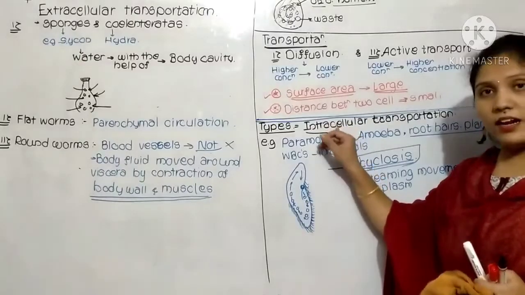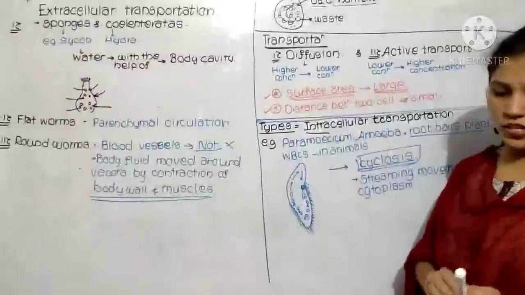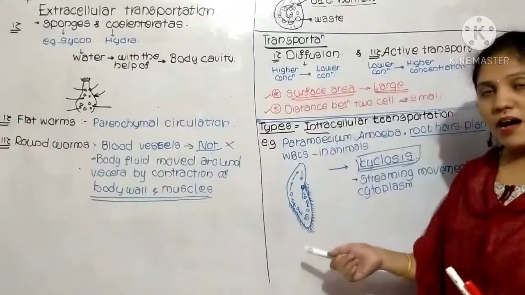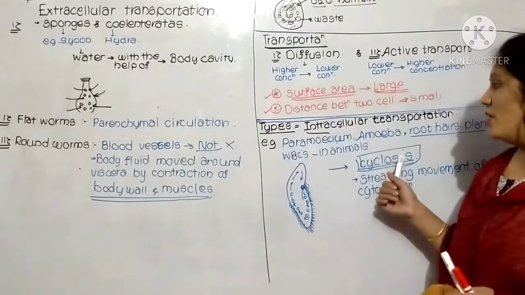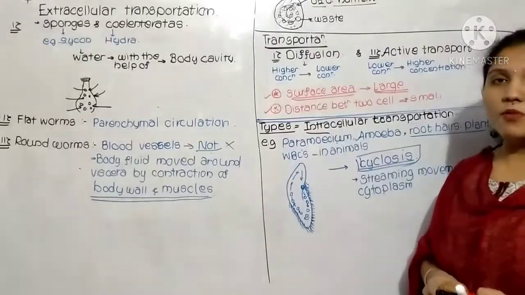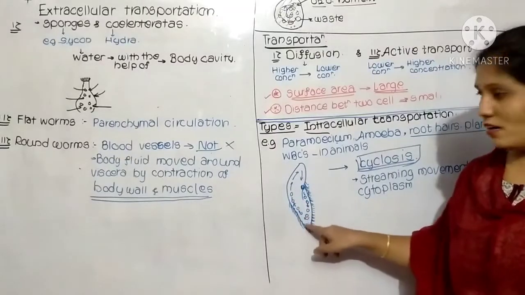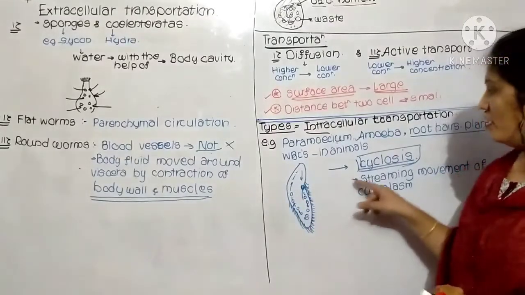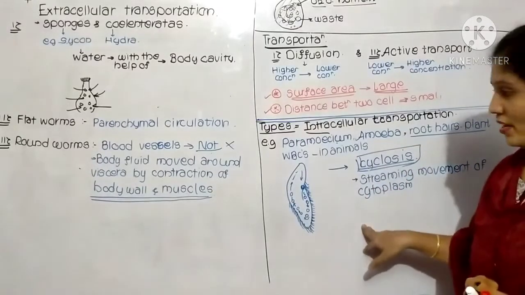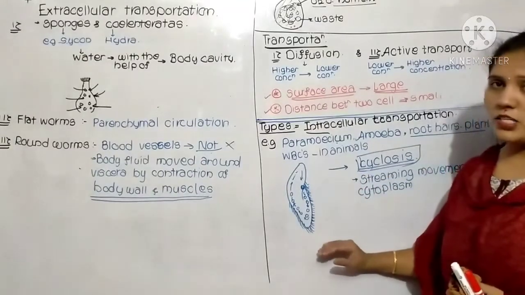Then there are two types of transportation: one is intracellular transportation and the second is extracellular transportation. Here we have seen examples, for example in paramecium, amoeba, root hairs in plants, as well as WBCs in animals. This type of transportation is intracellular transportation, meaning the movement of food material takes place inside the cell. That method is known as cyclosis, the streaming movement of the cytoplasm. Now, this is about intracellular transportation.